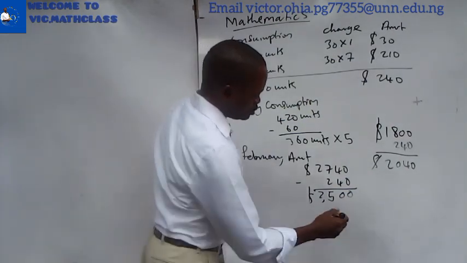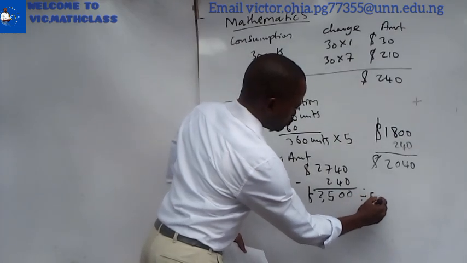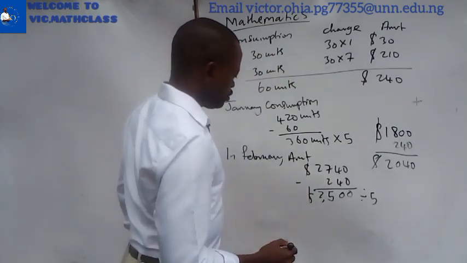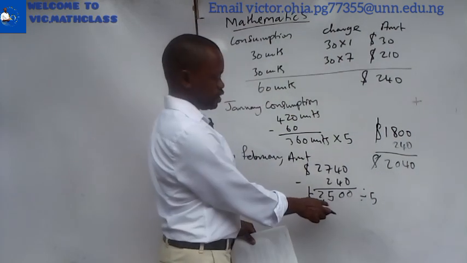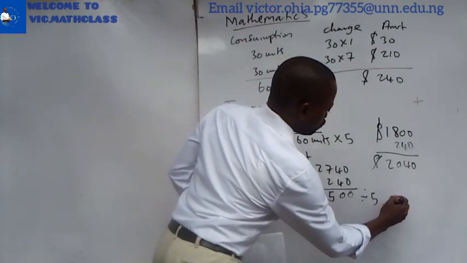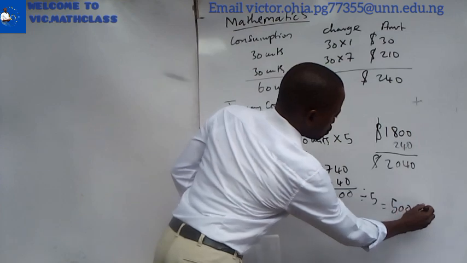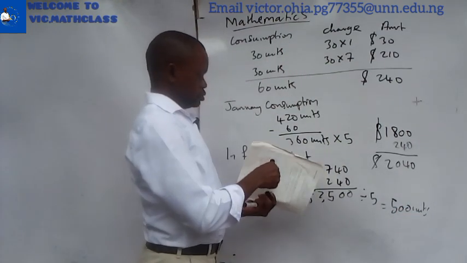So if I divide it by 5, I am going to obtain, of course, 5 into 25 is 5. This will be equals to 500 units. 500 units of electricity.